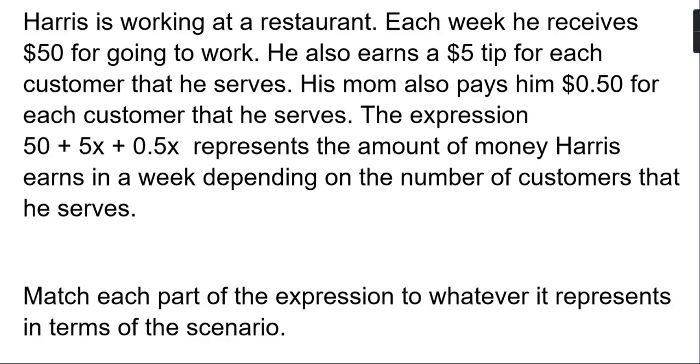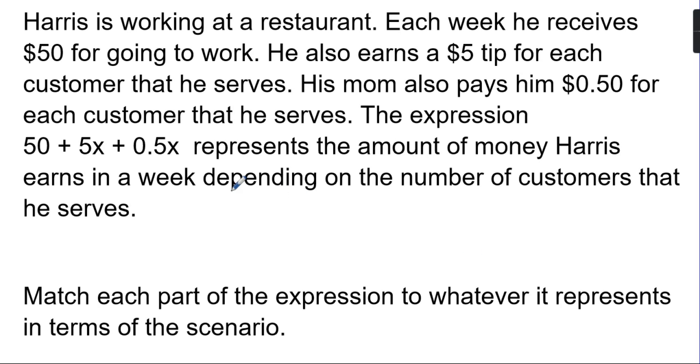Harris is working at a restaurant. Each week, he receives $50 for going to work. He also earns a $5 tip for each customer that he serves. His mom also pays him 50 cents for each customer that he serves. The expression 50 plus 5x plus 0.5x represents the amount of money Harris earns in a week depending on the number of customers that he serves.